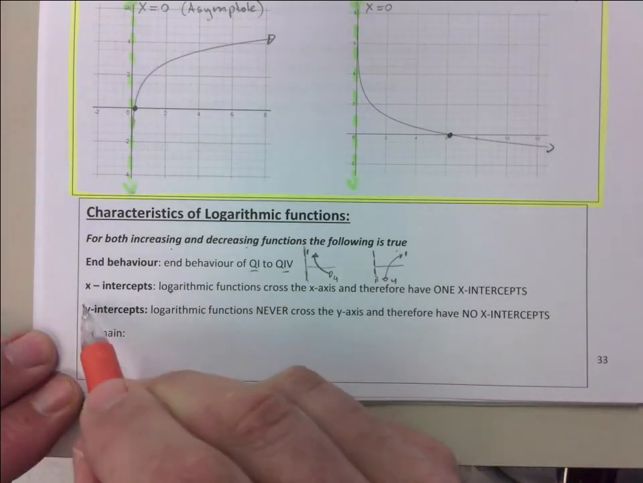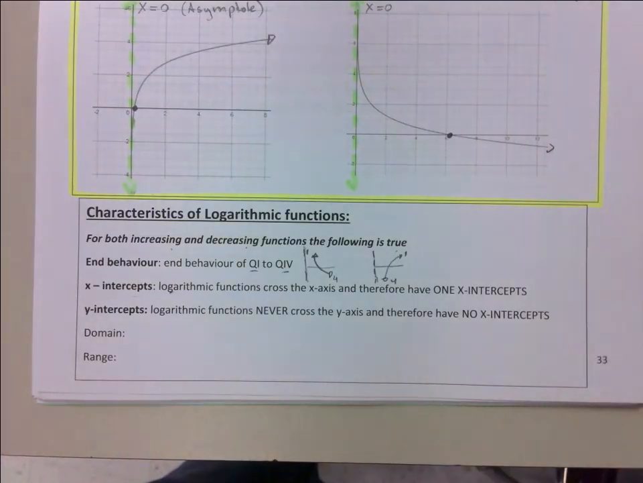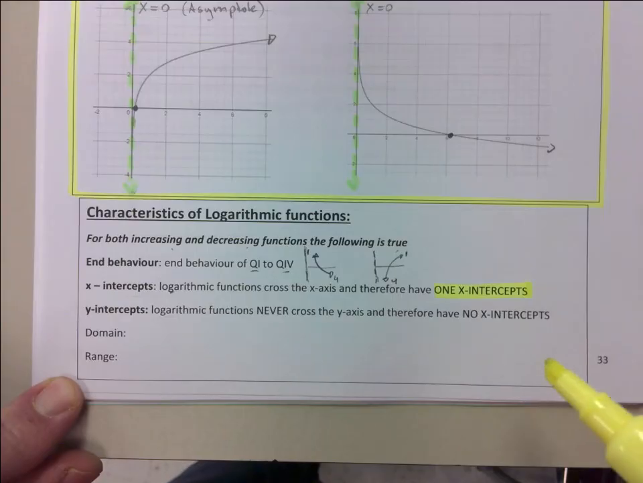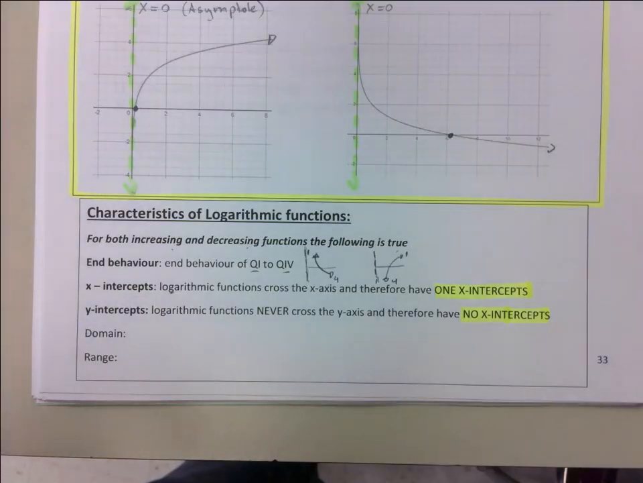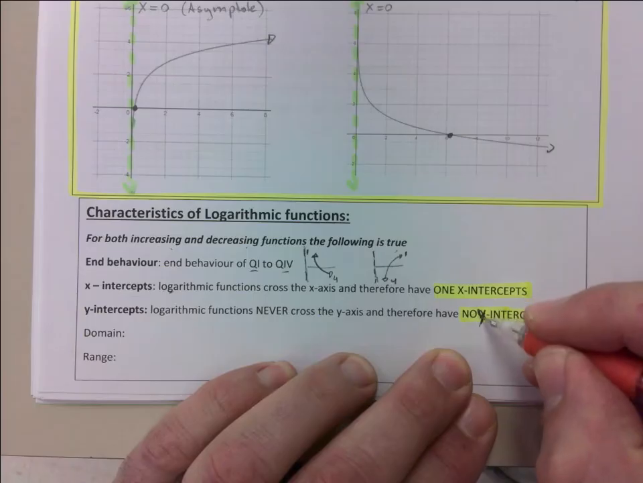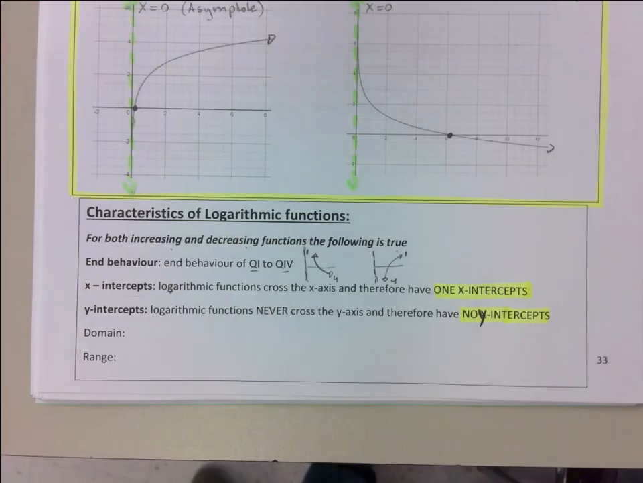Okay. Intercepts: logarithmic functions cross the x-axis and therefore have one x-intercept, but they have no y-intercepts. I made a mistake there. Can you change this to a y? No y-intercepts.